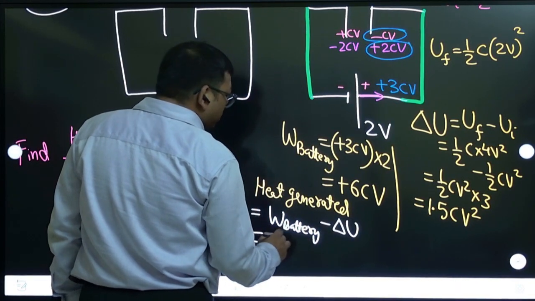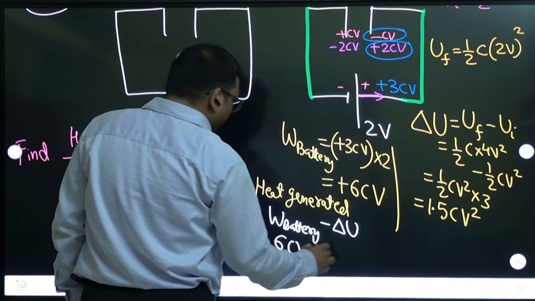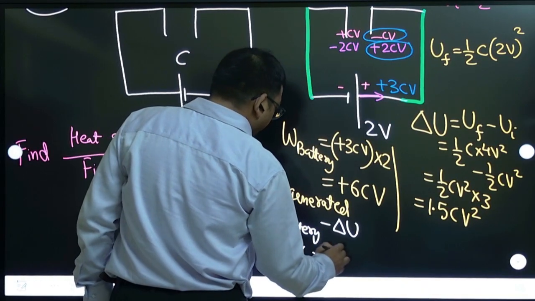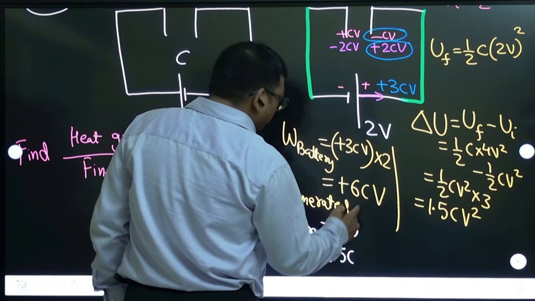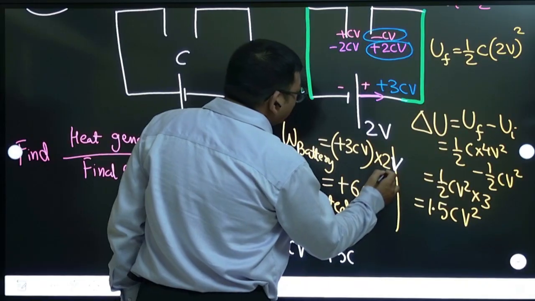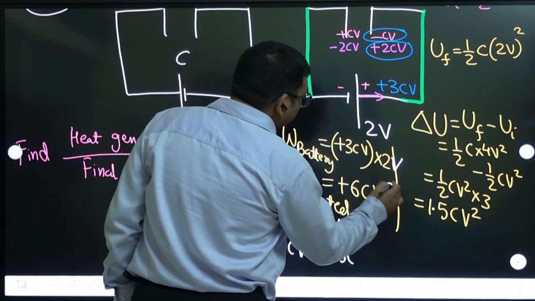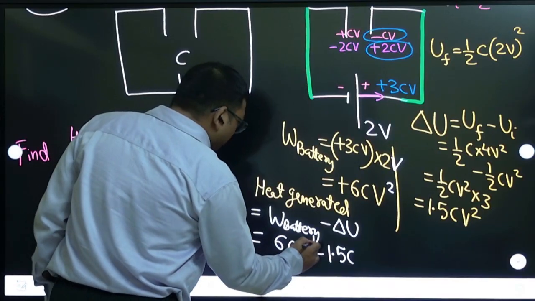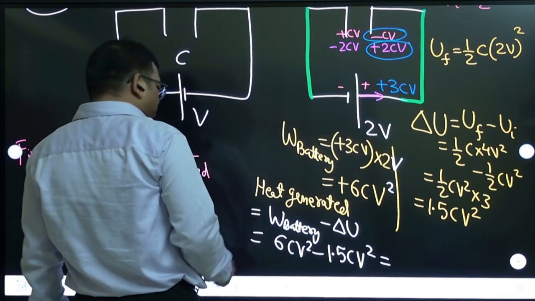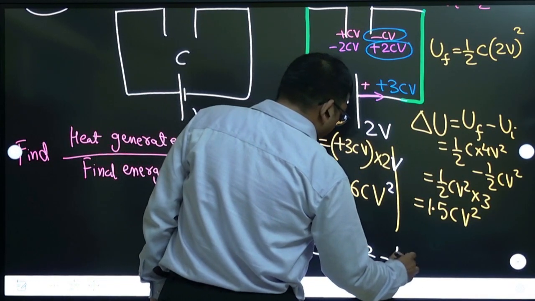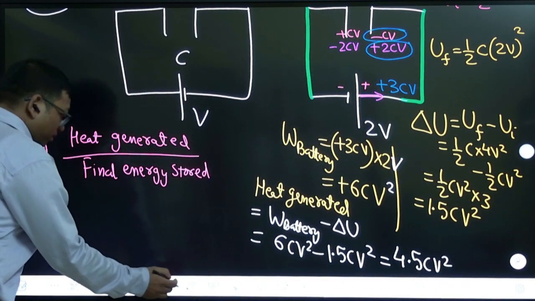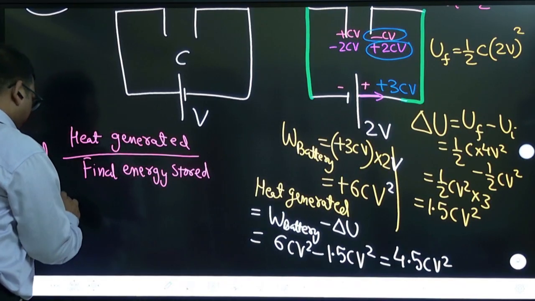So calculate: 6 CV minus this, here 1.5 CV. Oh sorry, 2V is there now, so CV square it is definitely. So 6 CV square minus 1.5 CV square. How much will this become? 4.5, no? 4.5 CV square. Right. Now you calculate this.